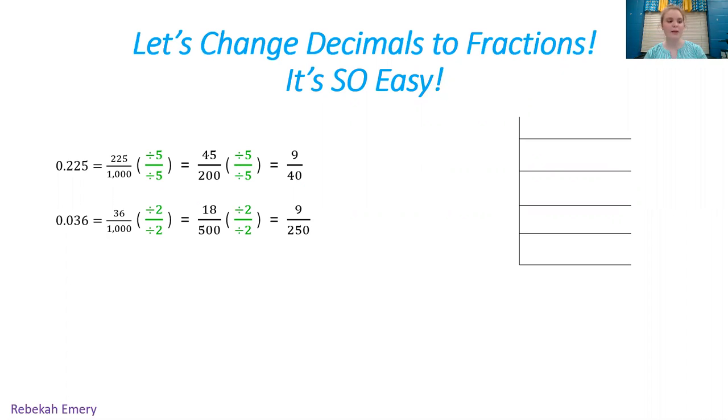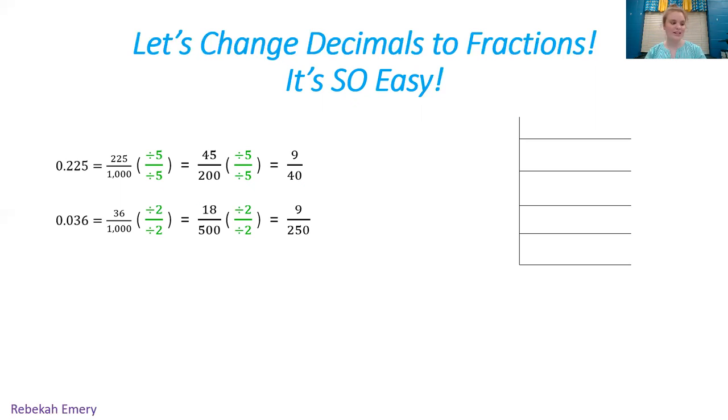We can easily see that both 225 and 1,000 are divisible by 5. If you remember the divisibility rule that I went over in the last video, you'll catch on. After reducing our fraction to 45 over 200, we can see that both the numerator and the denominator are divisible by 5 once again. So our answer, 9 over 40, is the lowest term for this fraction.